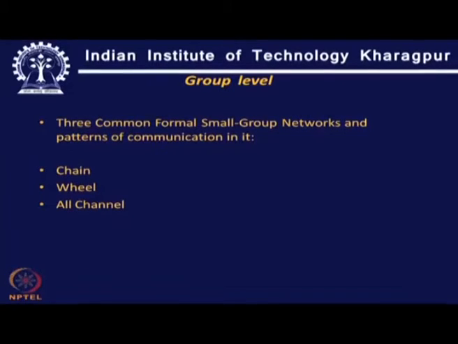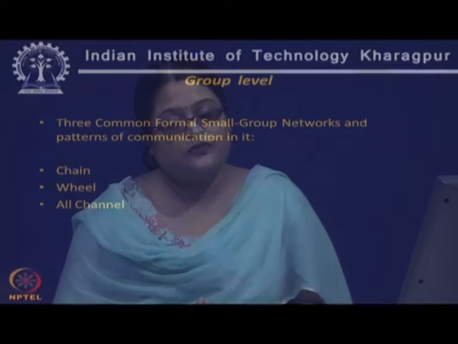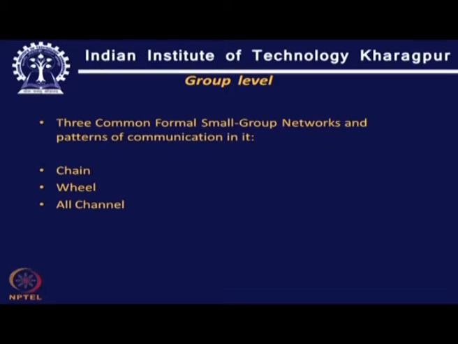When we are talking of perceptions at group levels, we are talking of three common formal small group networks which are there in the organization, and the patterns of communication in them. The three ways to communicate in a group are: first is chain, second is wheel, and the third is all channel. When we are talking of a chain of communication, what happens? In this formal chain of communication, it is typically vertical in nature. It is about the work that needs to be communicated, and it tells about an authority chain.